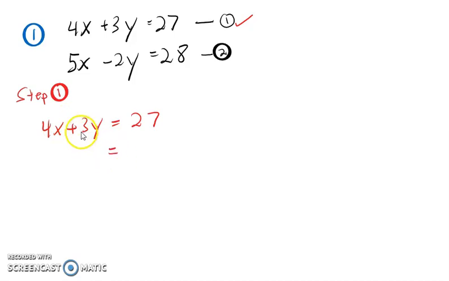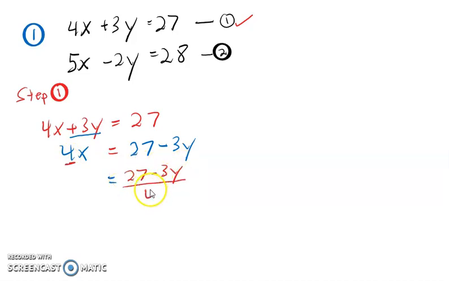So we move plus 3y to the opposite side, and it becomes negative 3y. Here you can see there's a 4, right? Then we move the 4 to the opposite side, and it becomes divide by 4. This is what we call the subject.